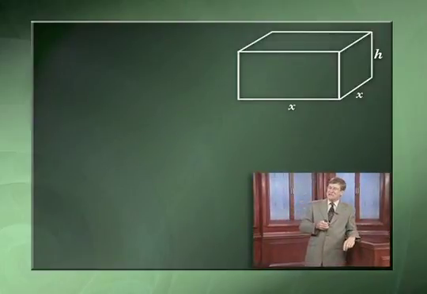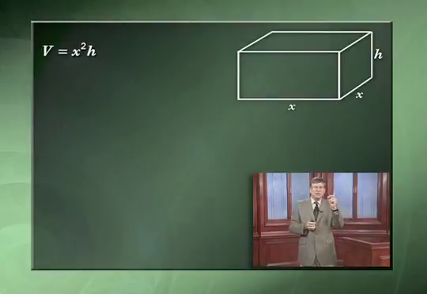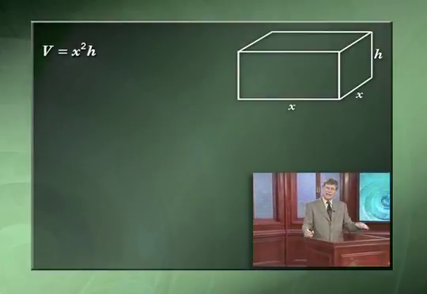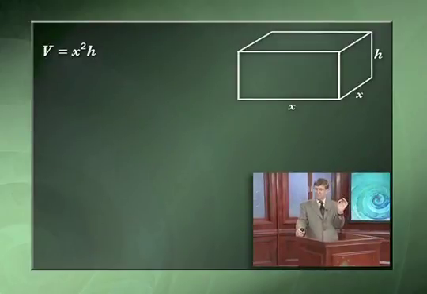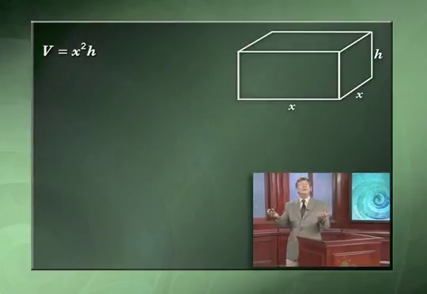Well, it's base times height, isn't it? So the volume is going to be the base, x squared, times the height, h. That's the function we want to maximize. We want to make that as big as possible. There's a problem with it. It's got two variables, doesn't it? X and h. And we don't know how to handle that situation with two variables.